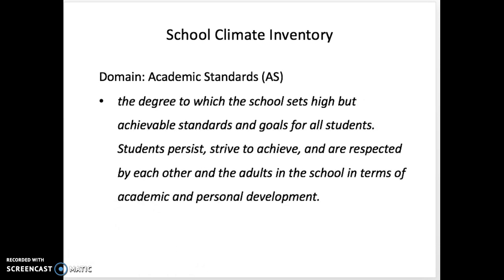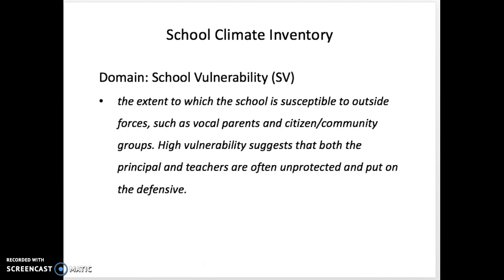Third is academic standards. The degree to which the school sets high but achievable standards, and are they able to live up to them? How do they live up to them? And are all teachers and administrators on the same page as to how that happens? And school vulnerability, the extent to which the school is susceptible to outside forces, such as vocal parents and citizen community groups. High vulnerability suggests that both the principal and teachers are often unprotected and put on the defensive.